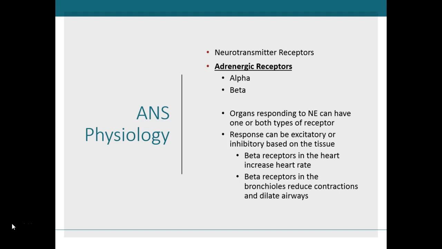and the receptor. So beta receptors in the heart are going to be bound by epinephrine and increase the heart rate. Beta receptors in the airways, in the bronchioles, are going to reduce constriction or contraction of the muscles, thereby dilating and keeping those airways open.